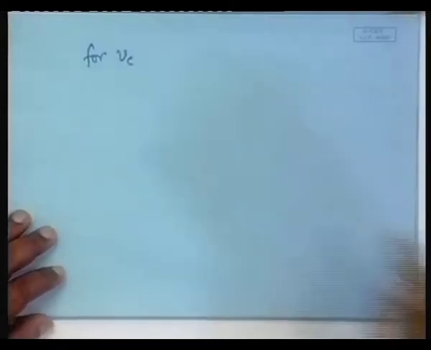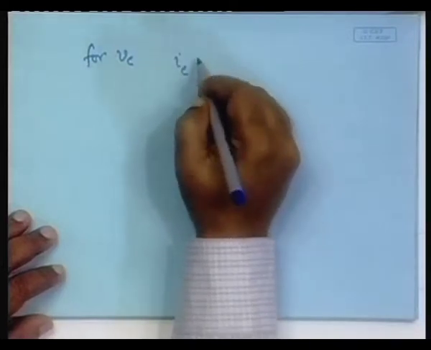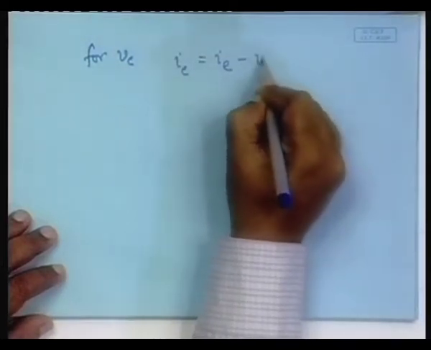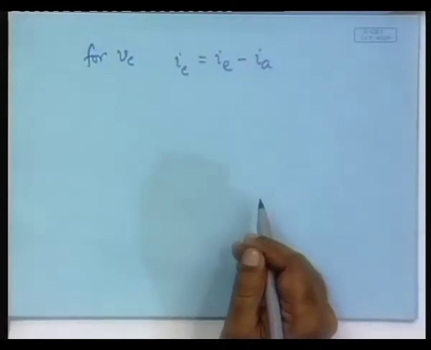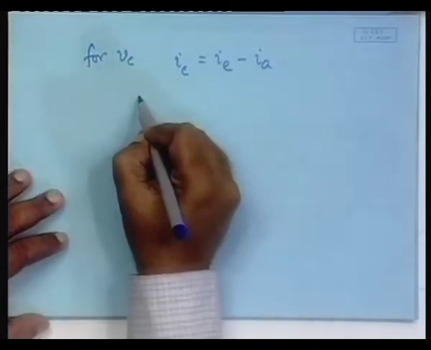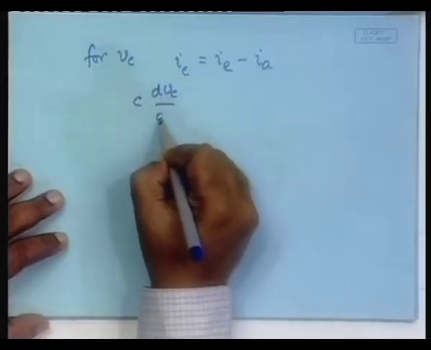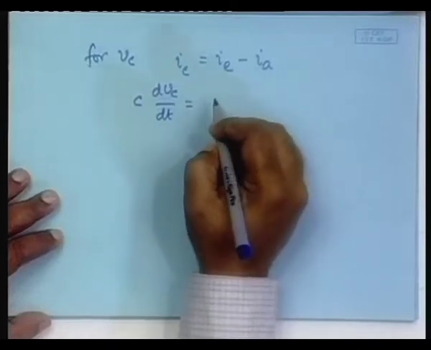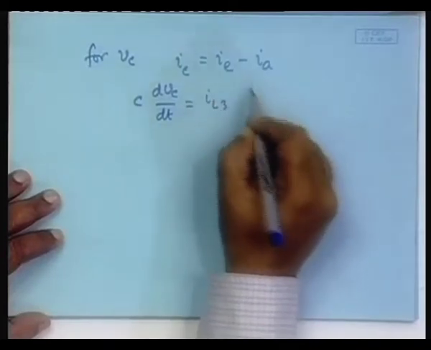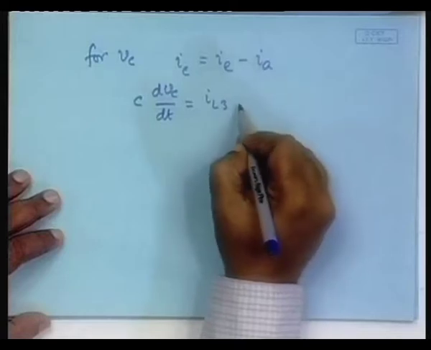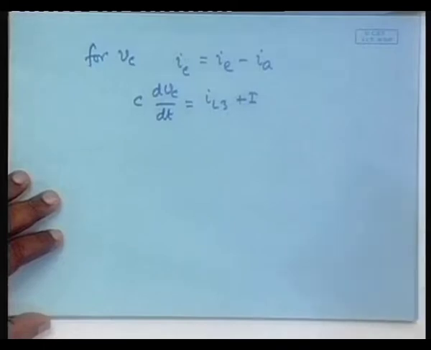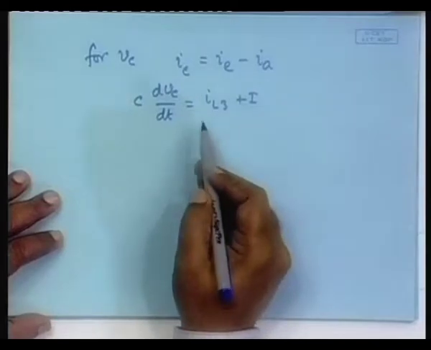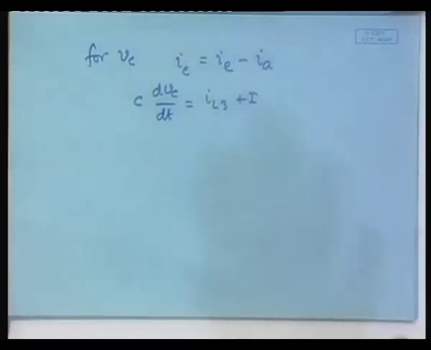So, quickly write the equation. You will write I C is equal to I E minus I A, and then you will write the equation. C dVC/dt is equal to I L 3 minus I A, it will be plus I, right, it is the opposite direction. So, you can easily get the C on the other side, you get the equation.